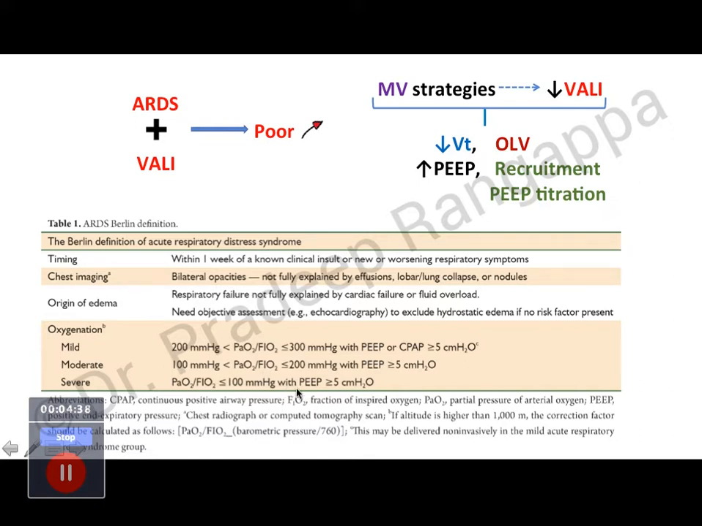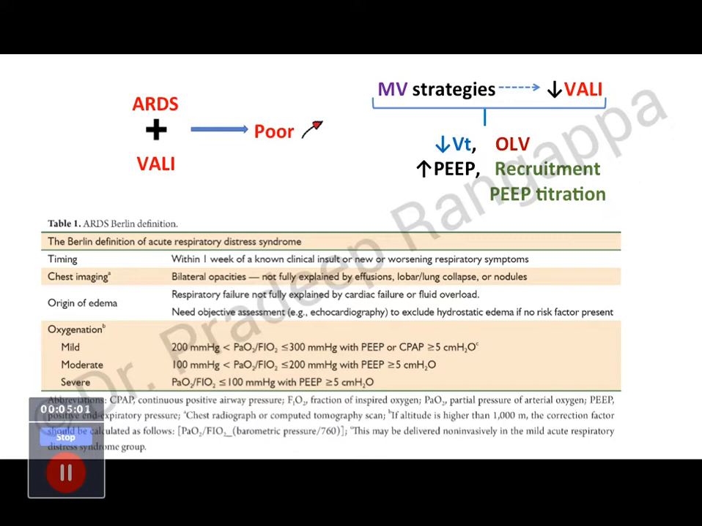So you categorize ARDS as mild, moderate and severe. Mild is less than 300, you have to remember that number. Moderate is less than 200 with a PEEP of 5 or more, and severe is less than 100 with PEEP of more than 5. So this is the Berlin definition, because before we had a different definition.